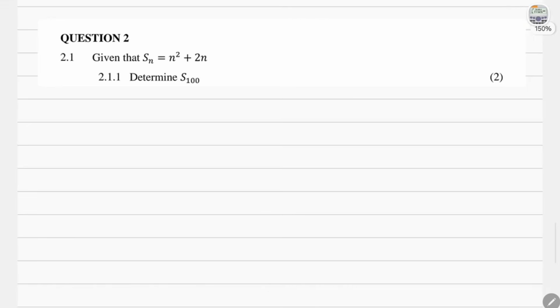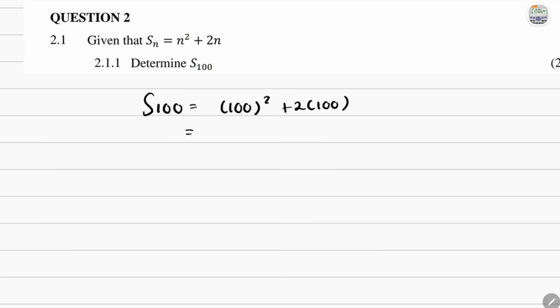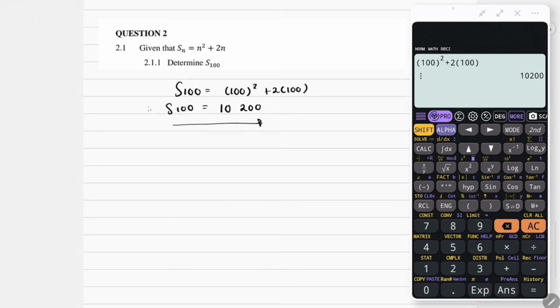Question 2, 2.1 says, given Sn is equal to n squared plus 2n, determine S of 100. Okay, the sum of the first 100 terms. So you see that the difference here is that they just substituted 100 in place of n, and that's all we're going to do. So the sum of 100 is equal to 100 squared plus 2 times 100. And then we'll find our answer, and that is 10,200. Okay, and that is the sum of the first 100 terms. Moving on to the next question.